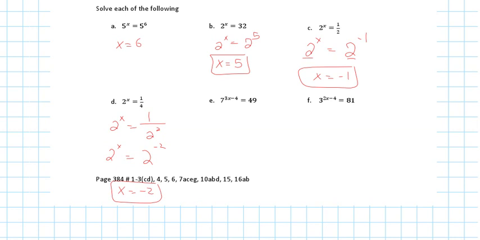Now, look at this. I have the same base, so I can drop the base and keep my exponents equal to each other and solve. 3x minus 4 equals 2. Add 4, and then divide by 3, so that gives you 2.